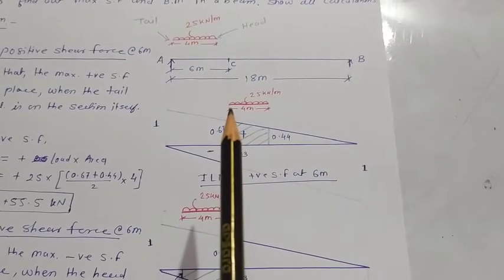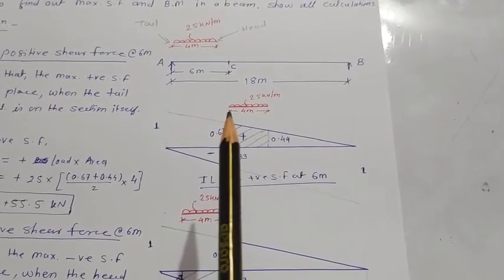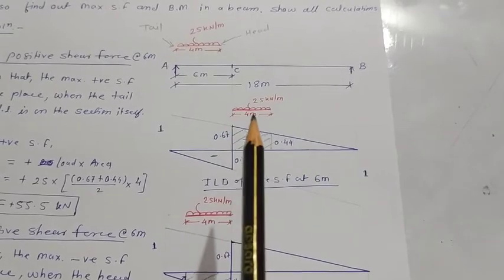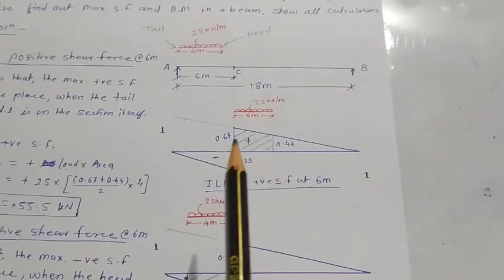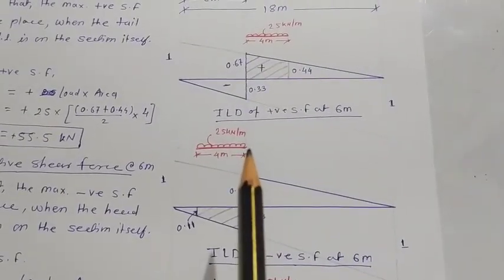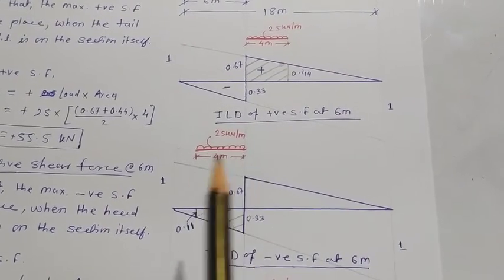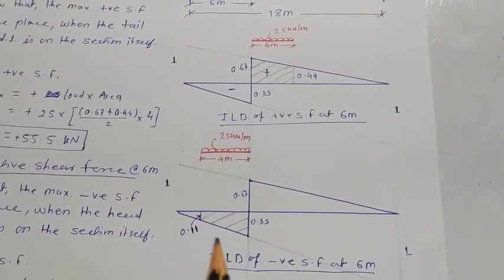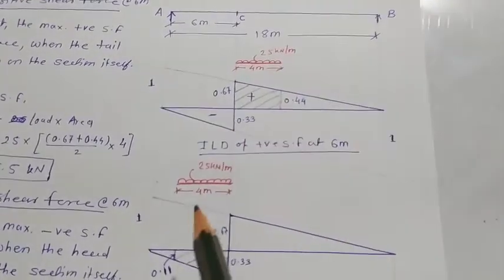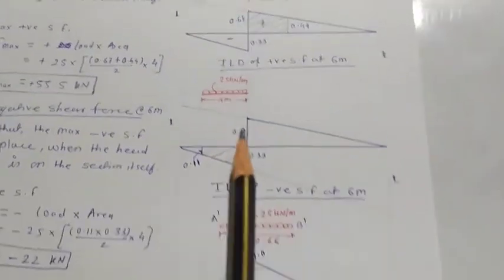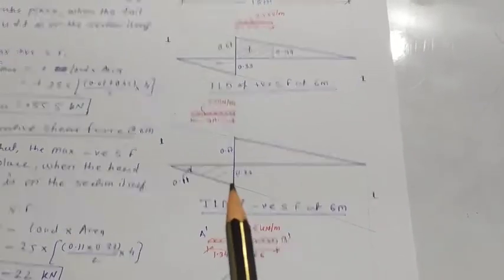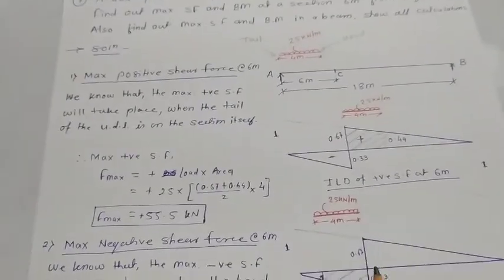Okay. Suppose I placed UDL which is starting from this point. Okay. So, if I place the UDL tail on this point, so this is 4 meter. So, whole positive portion will be covered. So, if I place the head of UDL on this point, that is point C, okay, so whole negative portion will be covered. Okay. So, I can calculate the ordinate at this point by symmetry of triangles. This one is my positive shear force diagram, this one is my negative shear force diagram. Okay. And let us see calculations.